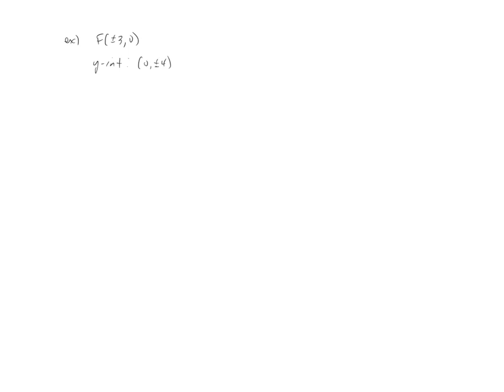All right, so in our first example, we'll find the equation of the ellipse with foci plus or minus 3, 0, and y-intercepts 0, plus or minus 4. And so I'm going to go ahead and just start with the equation of the ellipse so that we can better understand what it is we're looking for.